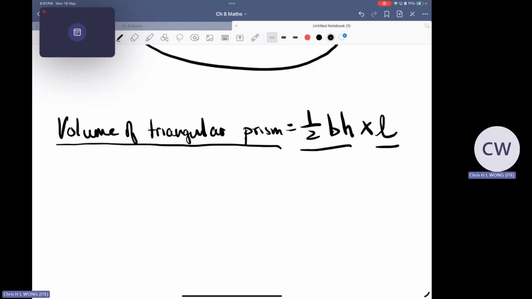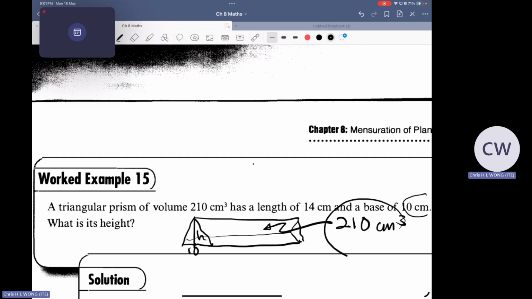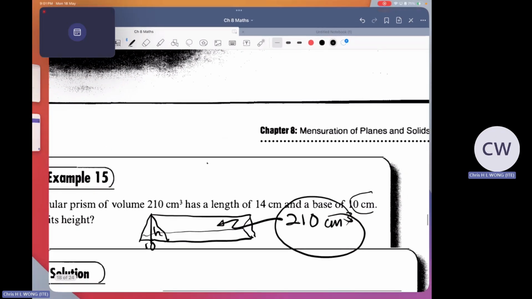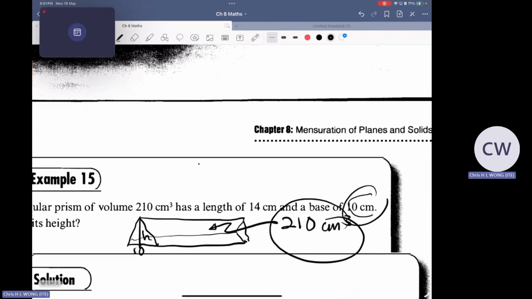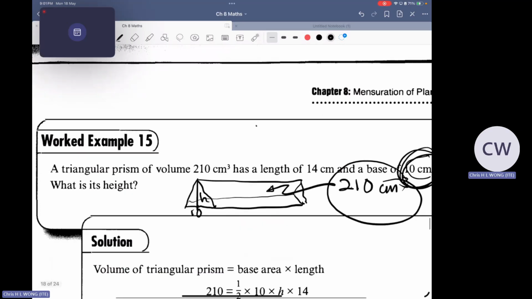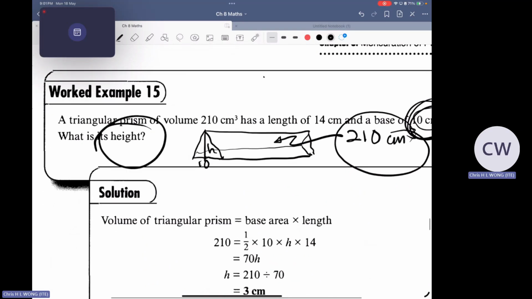The volume given to you is 210 cm cube. They give you this. I put now 210 is equals to half. Did they give you the base? Yes, the base is 10. The base of the triangle, they give you 10 already. Yeah. So I put 10. What is the height of the triangle? You are supposed to find.